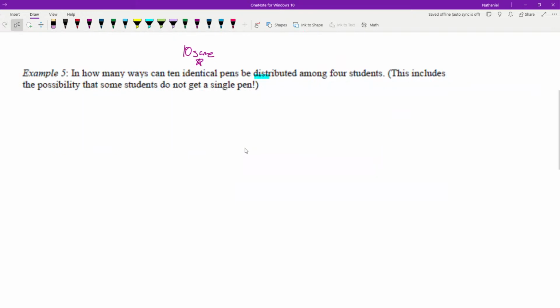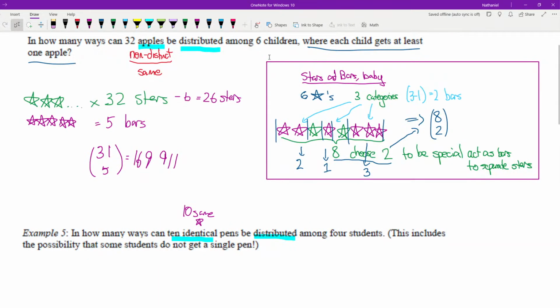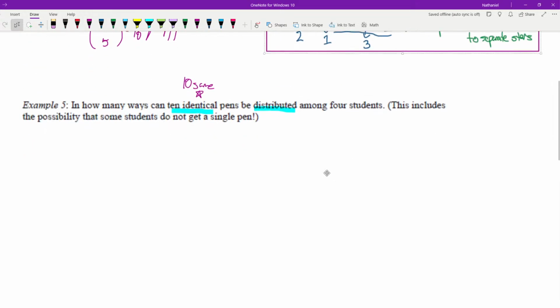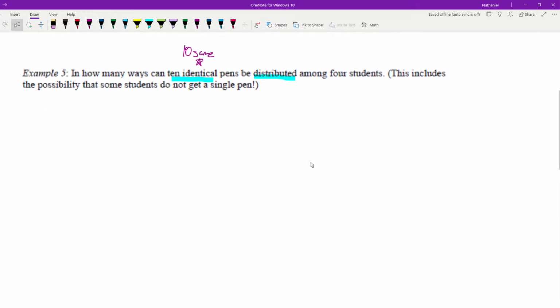And it's important to see. So 10 identical pens. Okay. This includes the possibility that some do not get any pens at all. Okay. Well, this isn't so bad now, right? So stars and bars, baby. Let's go. So we got 10 stars, 10 things to distribute. But then we have 4 students.